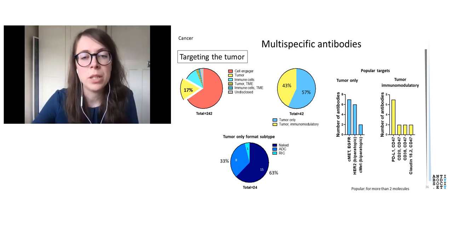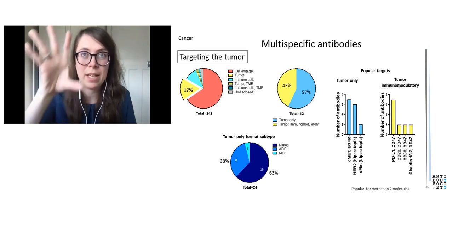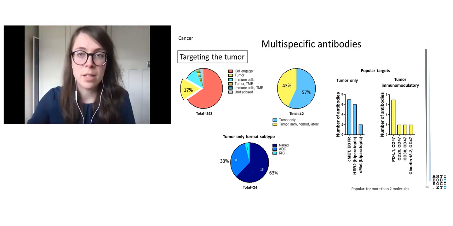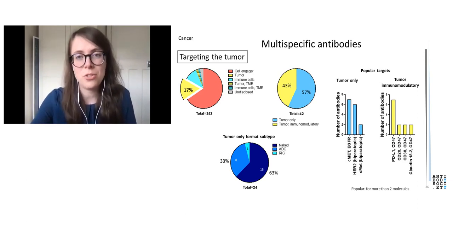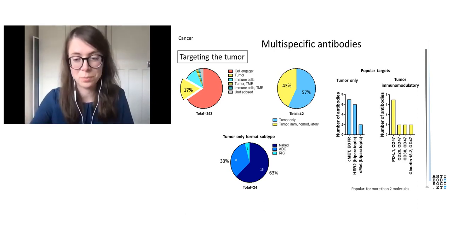Going back to the tumor-only group, if we stratify by format subtype in terms of conjugation or not, we can see that a third of these molecules are antibody-drug conjugates. And this is very interesting because there's been lots of interest in the single format like ADCs or multispecific formats, especially in the last few years. And now we start to see a combination of these two formats. So we have ADCs, which are multispecifics.